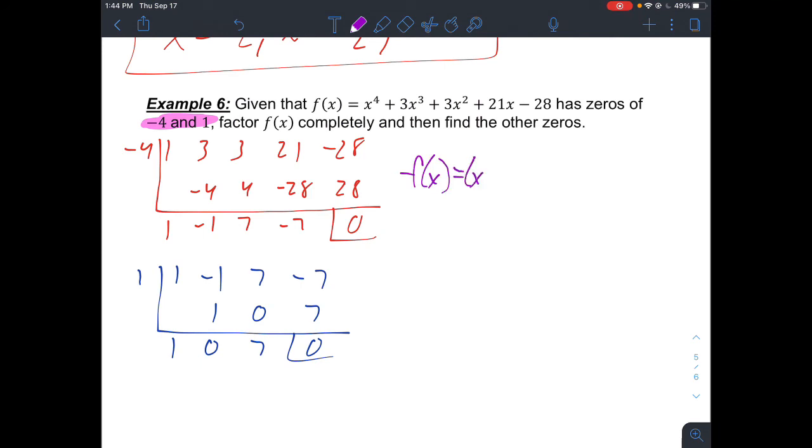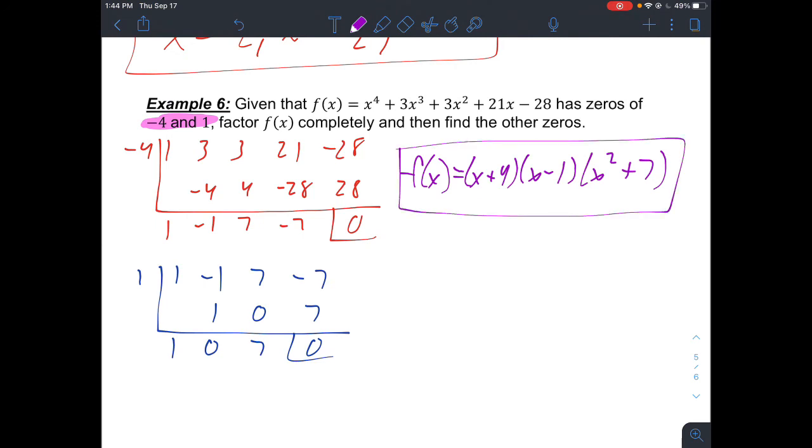So I know it's x plus 4. I know it's x minus 1. And then I know this, x squared plus 0x plus 7. That cannot factor. So that is it. That's our completely factored form.